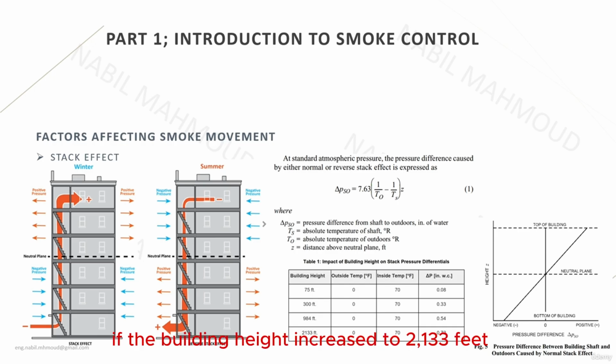However, if the building height increases to 2,133 feet, you can see that the stack effect will be 0.72 inch water gauge. And this is a very huge pressure difference exerted on the gaps and on the walls of the building. This can cause a failure of the pressurization system for the vertical enclosures like the staircase and the elevator. This is why it is important to study the effect of the stack effect and the reverse stack effect, especially in high-rise buildings, while considering the design of the pressurization systems.